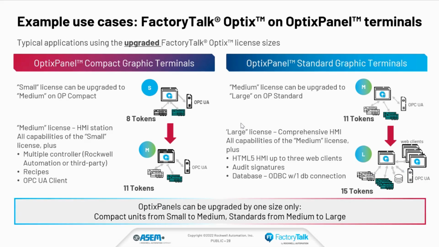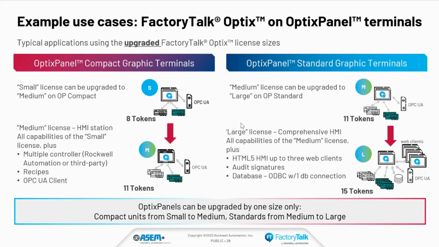However, that's not all. The Optix panels are also designed with enough headroom to support an upgrade to those licensed sizes or application sizes. So if the customer has an Optix compact panel, right, running a small FactoryTalk Optix application, and they wish, hey, I want to add some additional features, but this requires me to move up to a medium license. Do I need to upgrade to a standard terminal? Answer is no. You could simply upgrade to a medium license right then and there, and the Optix compact panel can handle it, right? And same case with the Optix standard panel.